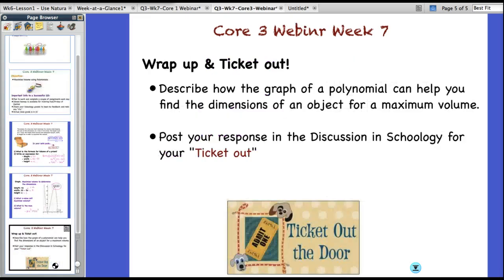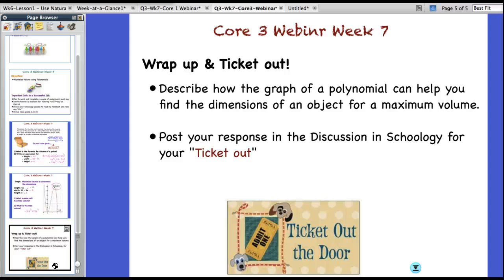All right, you guys. Here's your ticket out. Are you ready for your ticket out? Okay, and now is the time to ask if you don't know. Describe how the graph of a polynomial can help you find the dimensions of an object for a maximum volume.